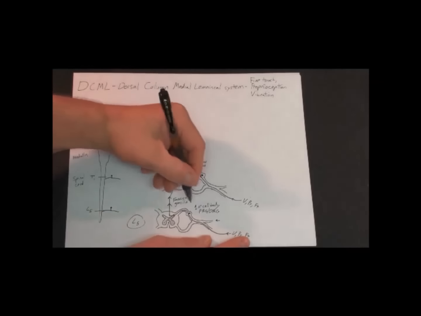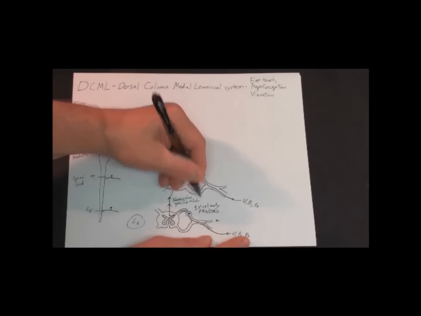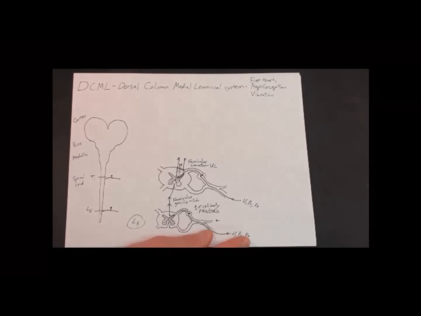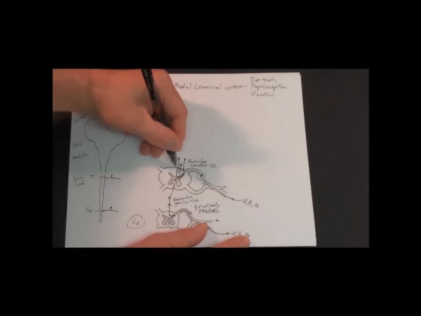So what I want you to get is Fasciculus gracilis we're going to associate primarily with the lower limb, Fasciculus cuneatus primarily with the upper limb. And the two of these together, and we'll shadow them in on the other side, are the dorsal columns.